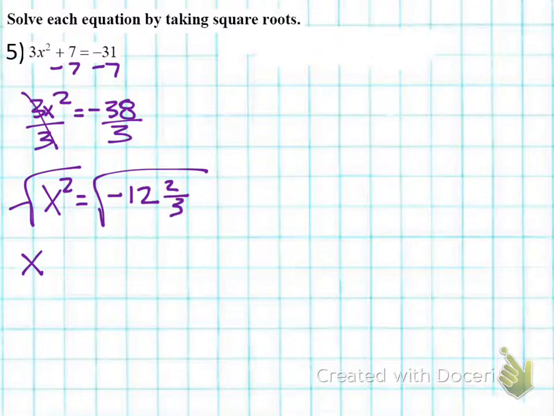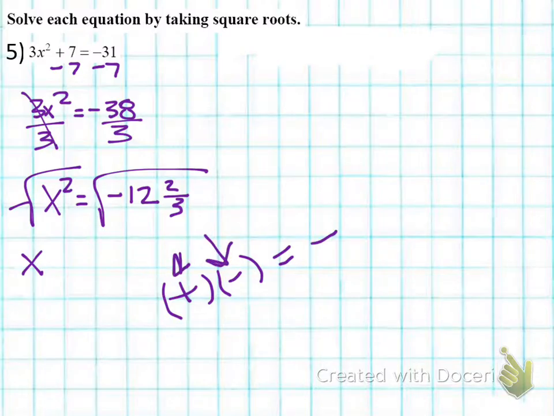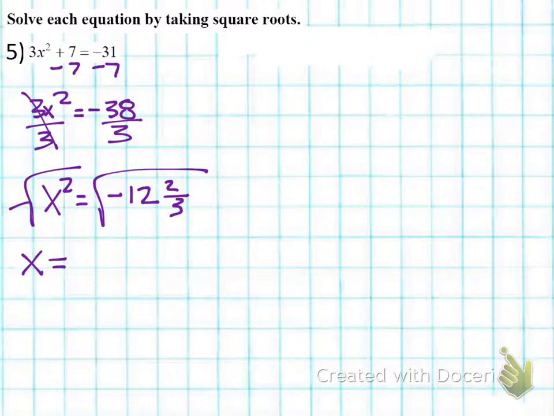Square root of a negative, I can't do this, okay? If I have a positive times a positive, that gives me a positive, and a negative times a negative also gives me a positive, right? I can never have a positive number and a negative number that are the exact same, so I can never get a negative inside my square root, right? It doesn't exist. So I say x doesn't equal anything. I have no real solution.